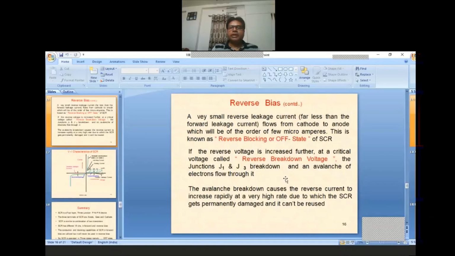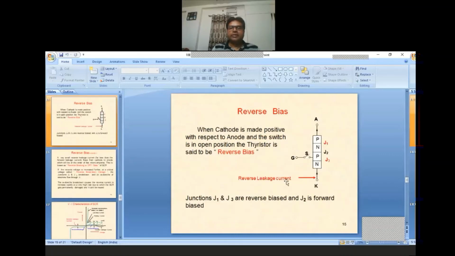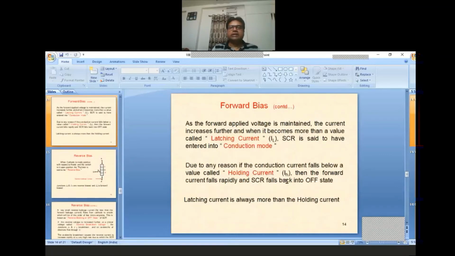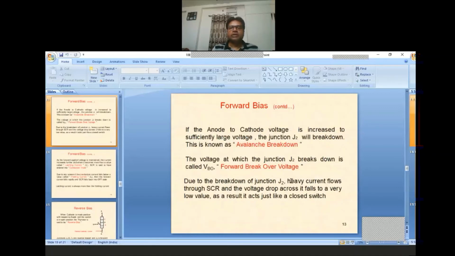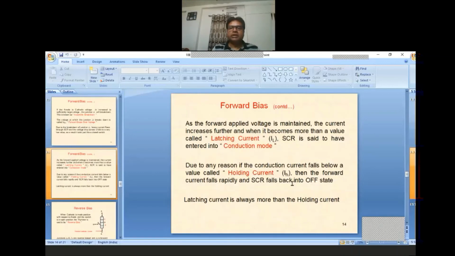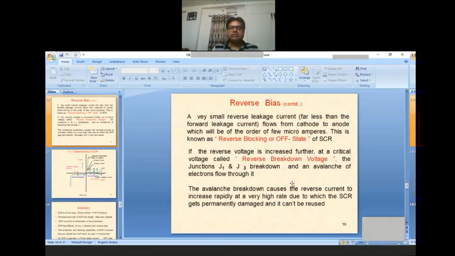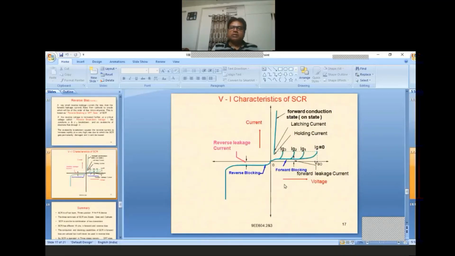So these are the main aspects of VA characteristics of the SCR, in which we have to mainly understand the terms forward blocking or off state, forward conduction or on state, and reverse blocking state. These are the three states in which SCR is operated.